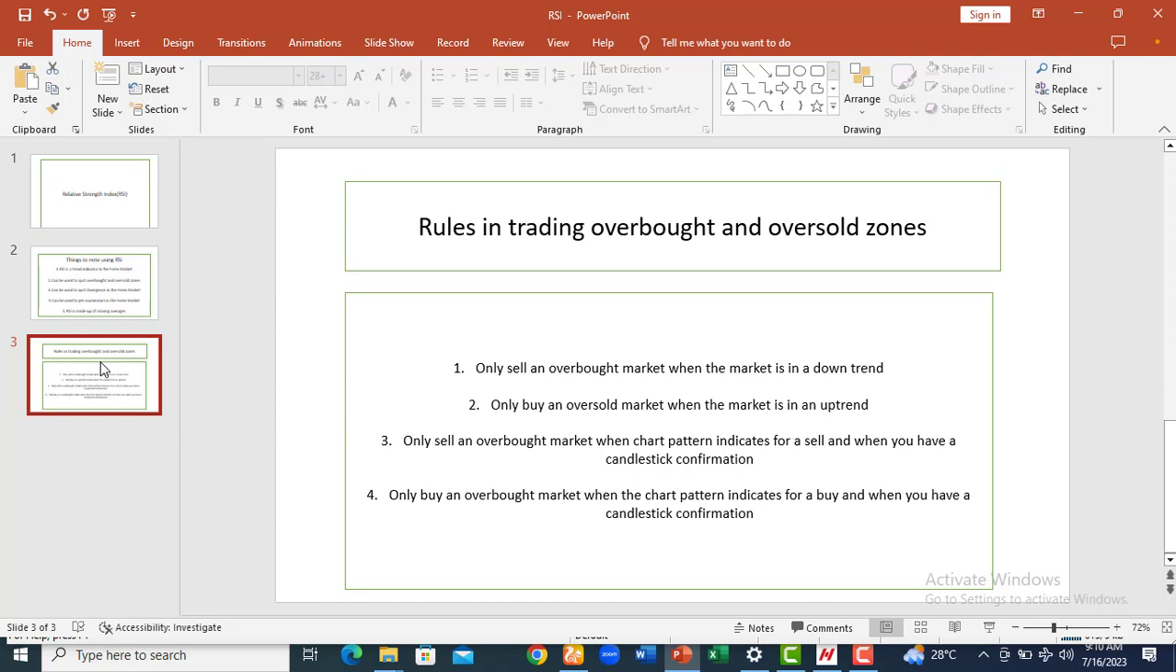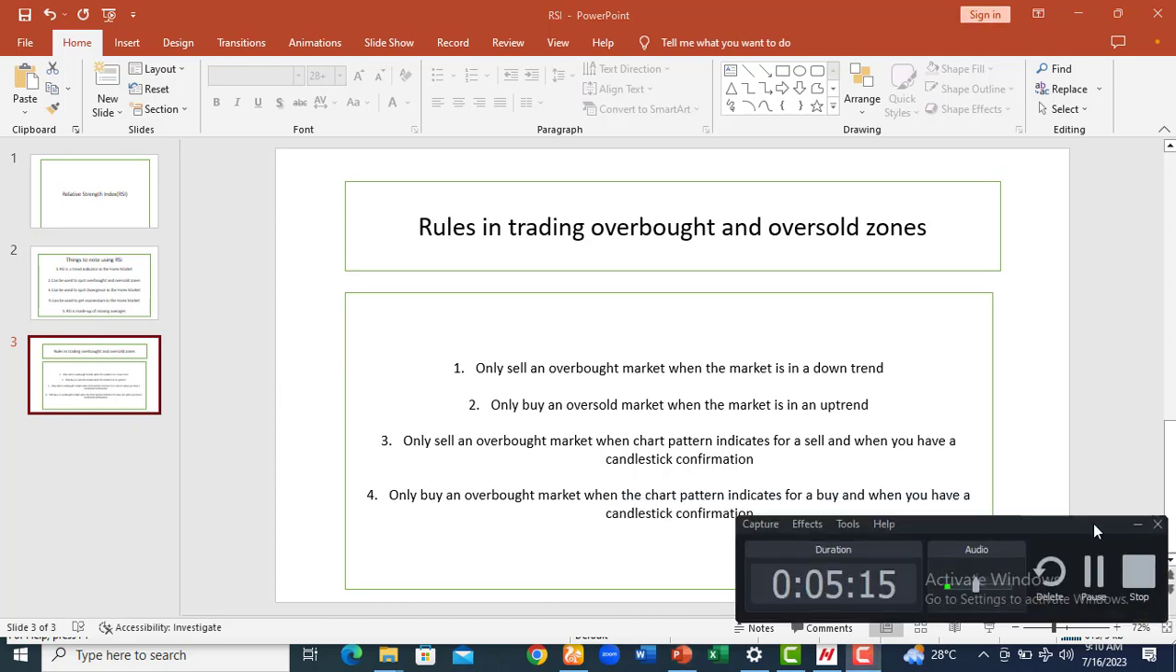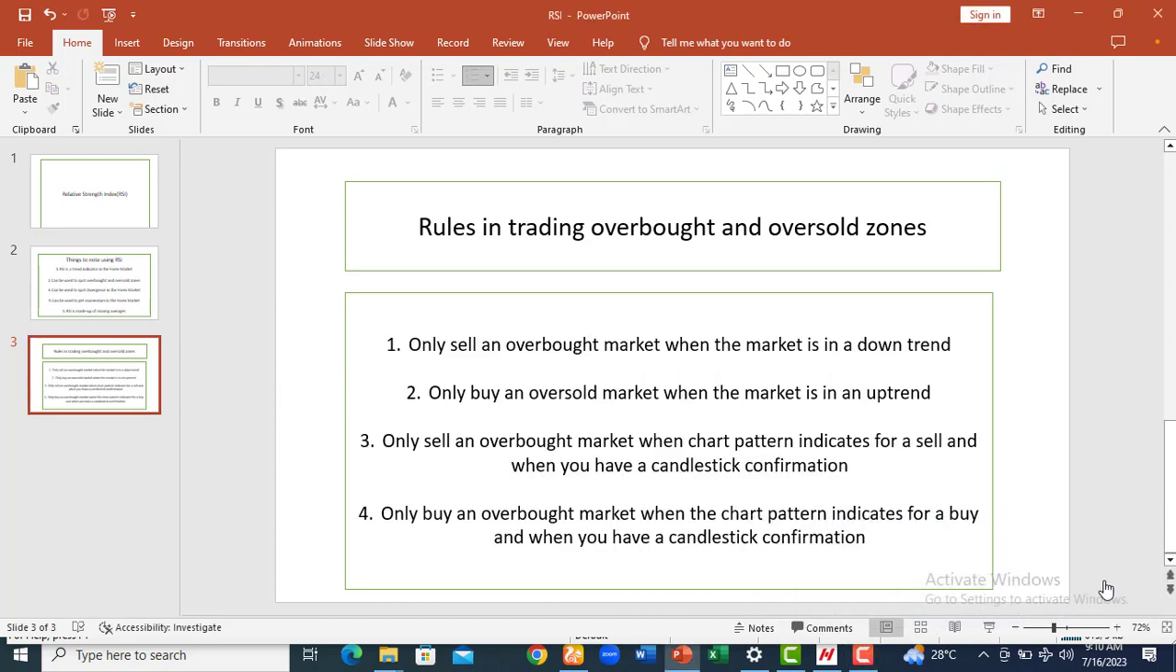Don't go selling an overbought market when the market is in an uptrend. No, that's a mistake. One of the mistakes most traders make that makes it not to be profitable for them. That's the major mistake most traders make. Only sell an overbought market when the market is in a downtrend.